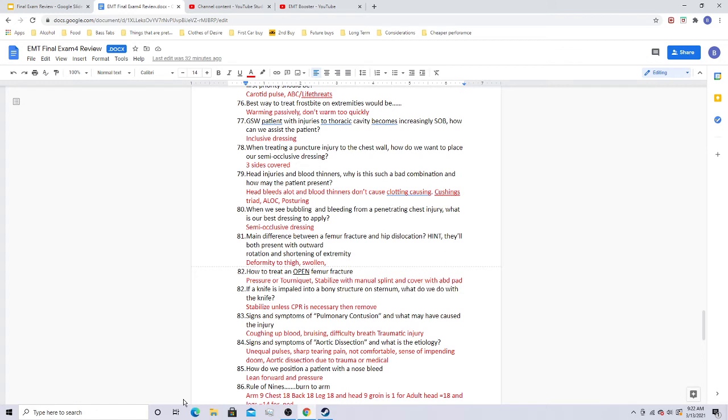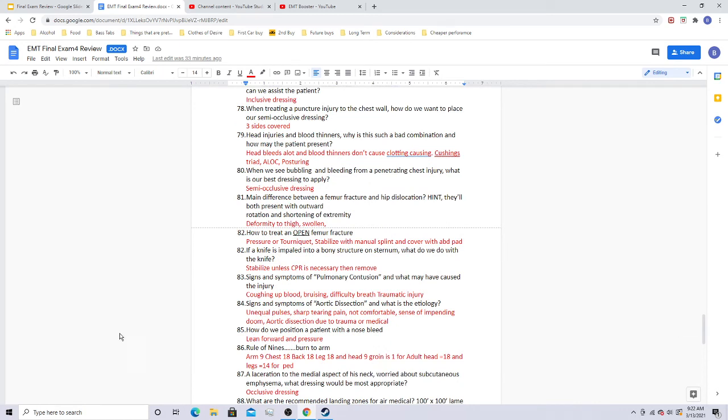If a knife is impaled into a bony structure on the sternum, what do we do with the knife? Stabilize unless CPR is necessary, then remove. There has been a lot of debate when I was in class about that, and I don't know. It sounds pretty crazy and metal, but I guess it makes sense in its own weird way.